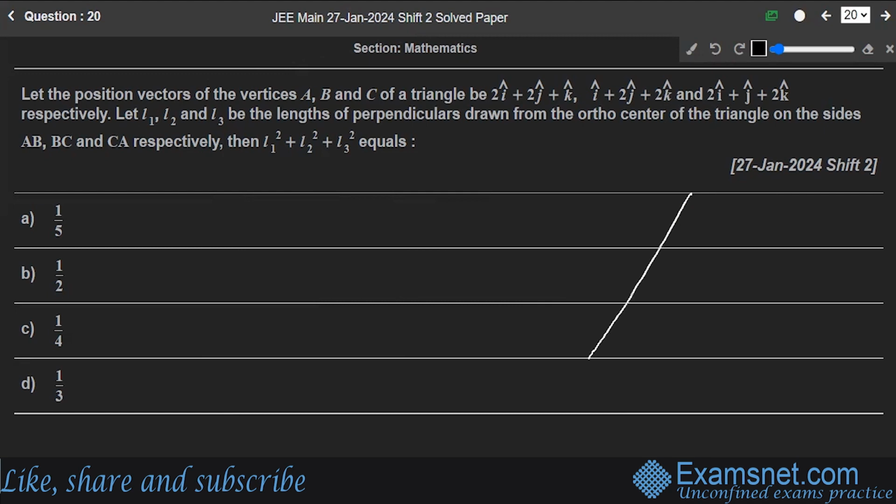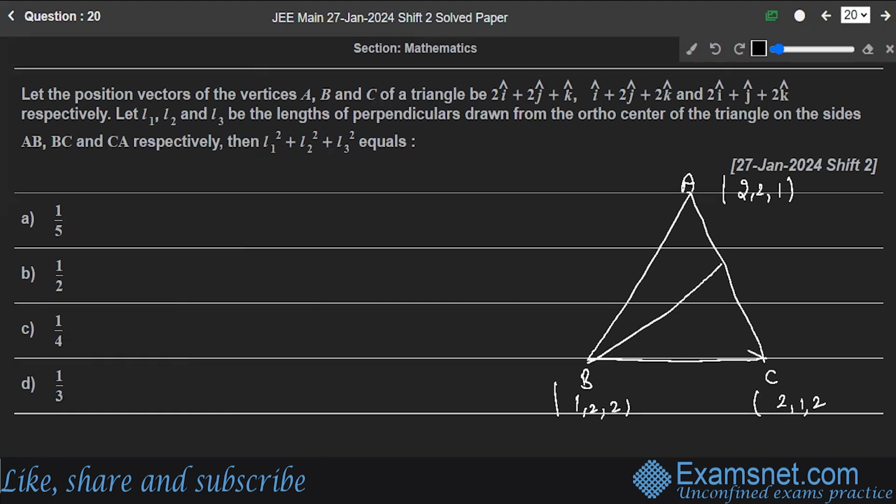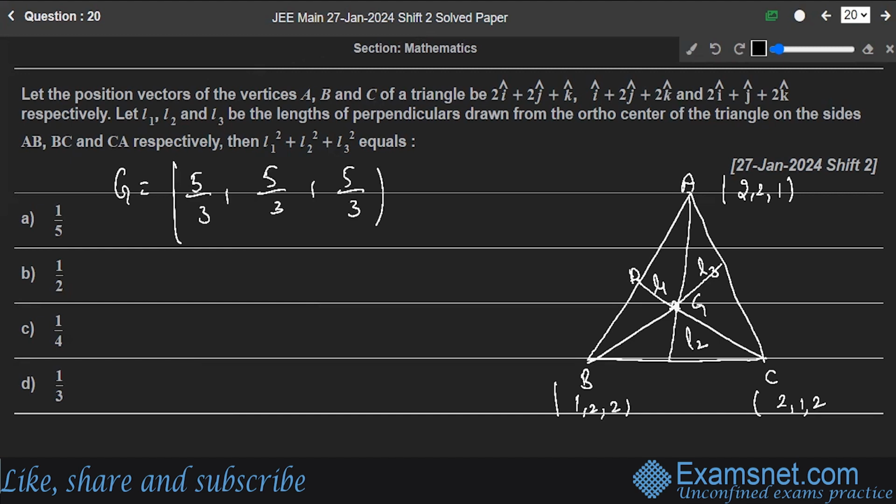This was your triangle. And this was your point A, which had the coordinates or direction ratios as this. B has 1, 2, 2. And that was your C. The point was 2, 1, 2. And this was your point G. This was your point D. This was your L1. This was your L2. And this was your L3. Now, G had the coordinates, you can rewind the video and watch it again, 5 by 3, 5 by 3, and 5 by 3. These coordinates we calculated, they came out to be 3 by 2, 2, this.